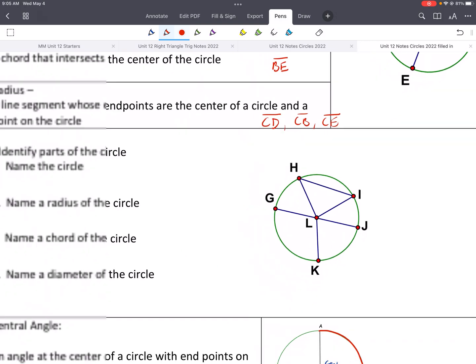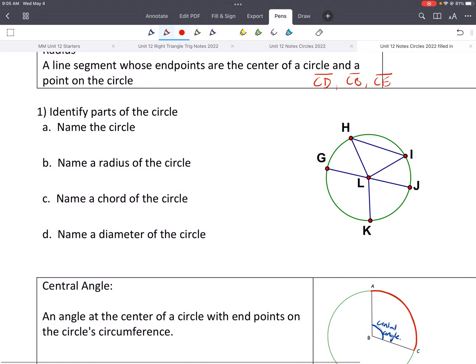All right, so why don't you pause. We have another example. I want you to write down the four things listed here. All right, so hopefully you gave that a try. If you have not, give that a try.